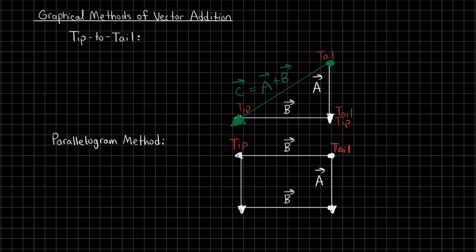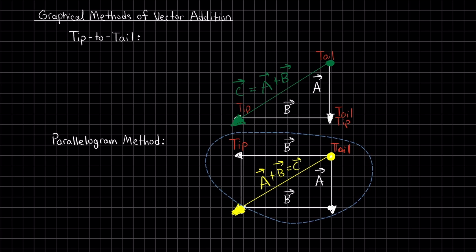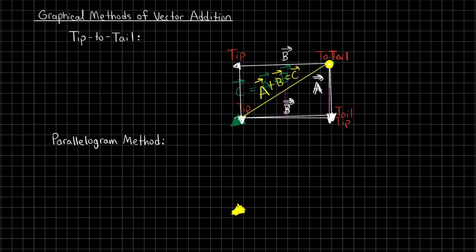My resultant vector is going to be the diagonal of this parallelogram. It's going to begin at the tails and point in the direction of the tips. And this is the resultant, A plus B, which we can also call C. If you notice, if I overlay these two diagrams, I'm going to get the exact same resultant vector.